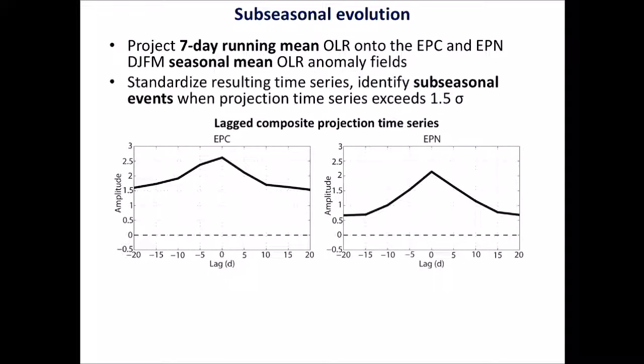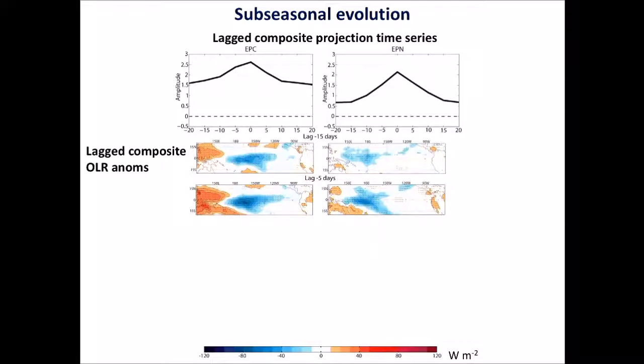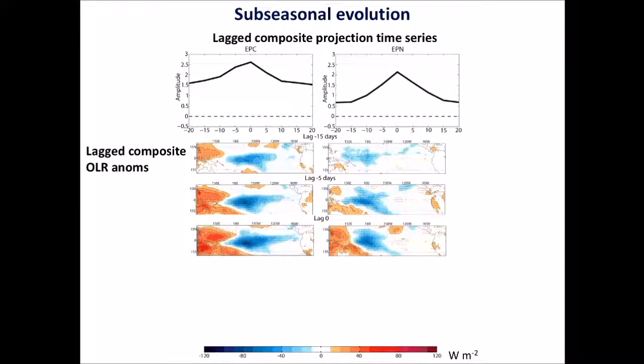You can see fairly weak anomalies at minus 15 days rising and then decaying again by 15 days later. So over a time span of about 30 days, we see substantial growth and decay. Looking at the composite OLR field, this is 15 days before peak, and then 5 days before peak, you can see the anomalies strengthening, and in the case of the convective Eastern Pacific events, they're also spreading eastward. This is lag 0, the peak of these subseasonal events: the peak amplitude as well as peak eastward extension for the convective Eastern Pacific events, whereas there is more or less strengthening in place for the non-convective Eastern Pacific events.